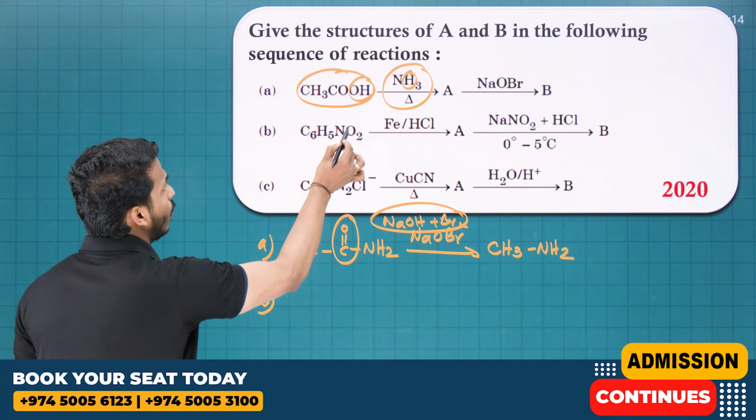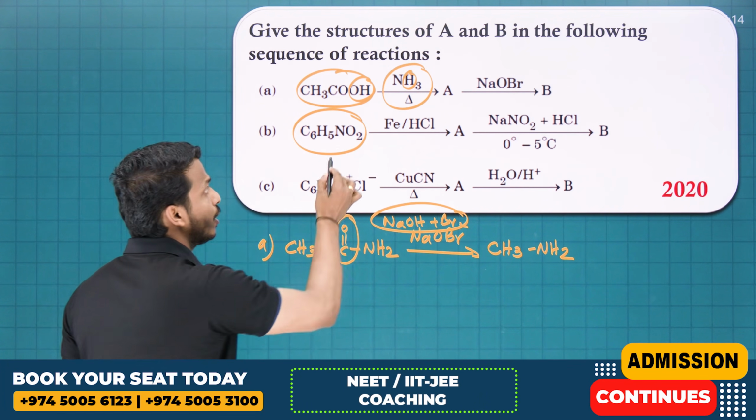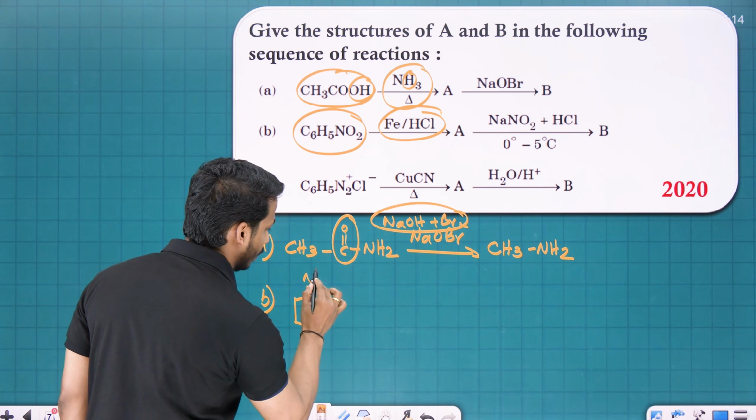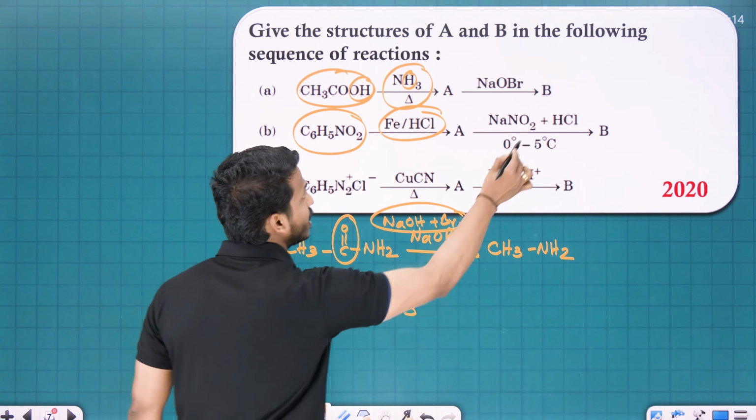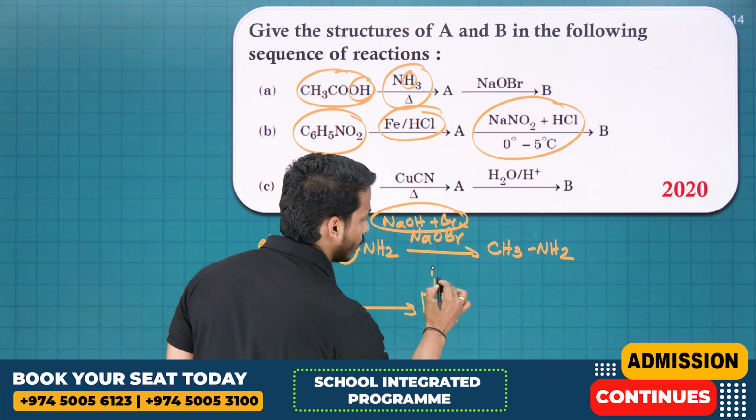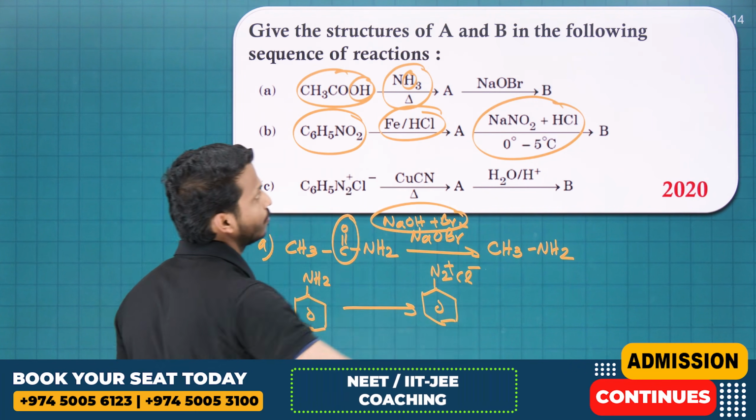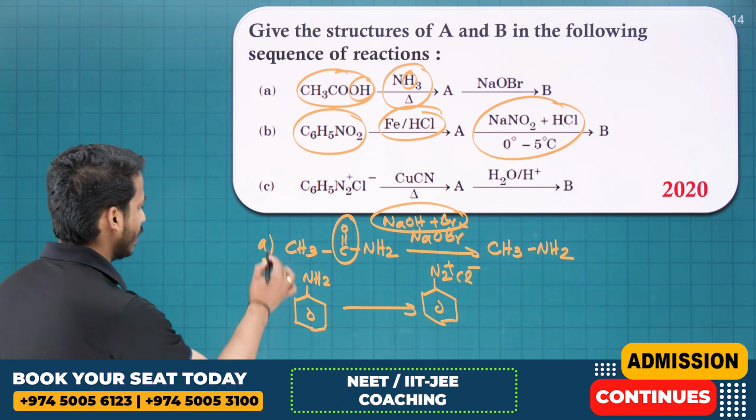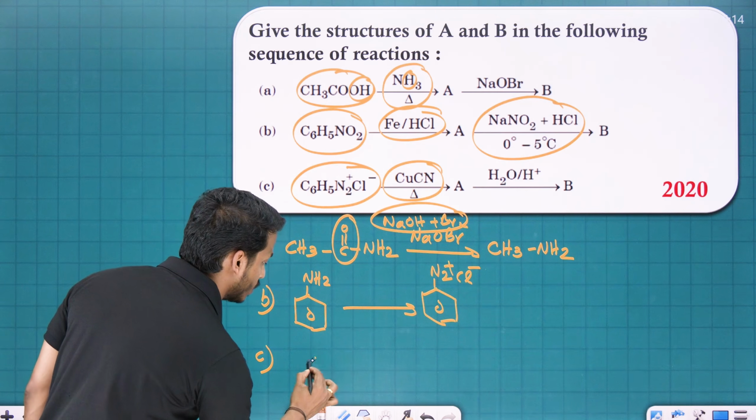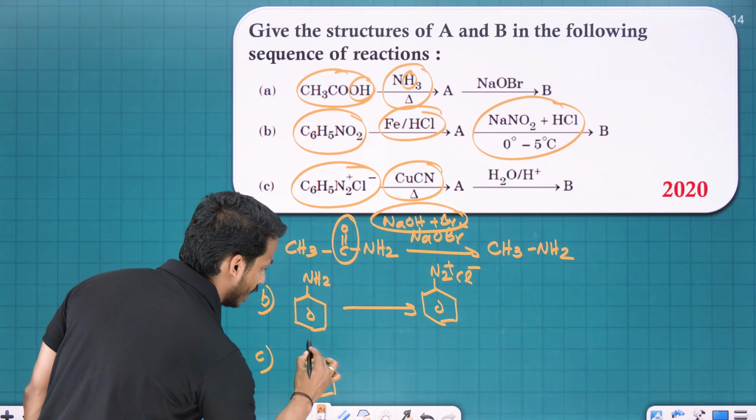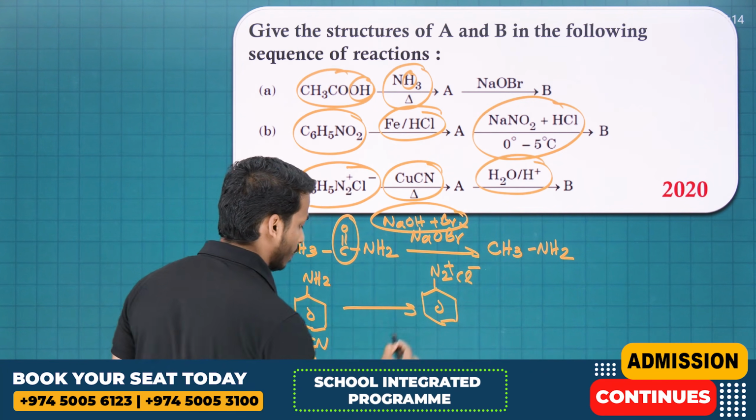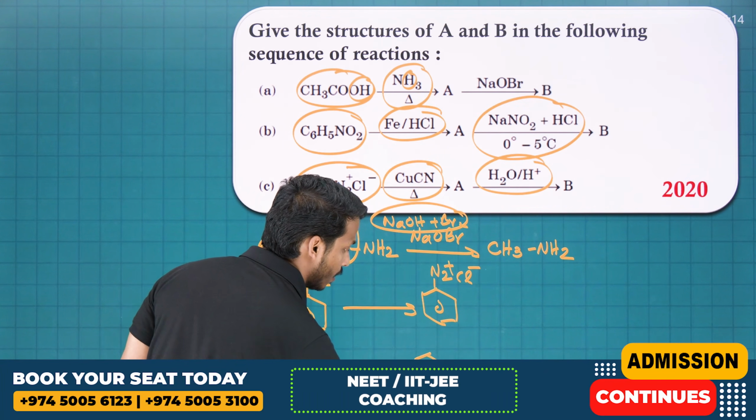Second question, what is this? Nitrobenzene. You know, nitrobenzene when treated with Fe and HCl gives aniline, right? Aniline. Diazotization gives diazonium salt. We can stop with what? N2Cl. Right? That's it. And the third one is this diazonium salt. When treated with CuCN, we get cyanobenzene, right? Cyanobenzene.